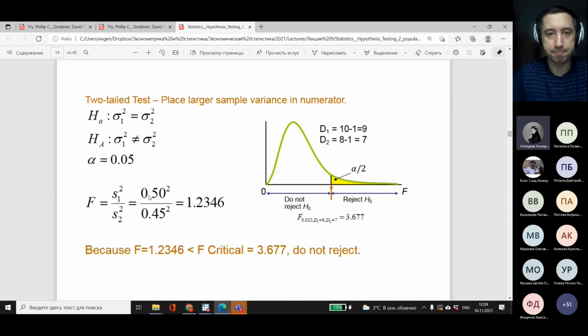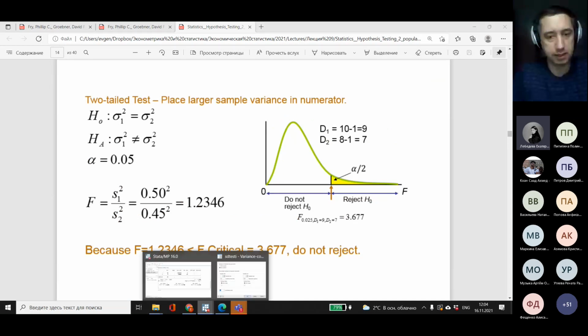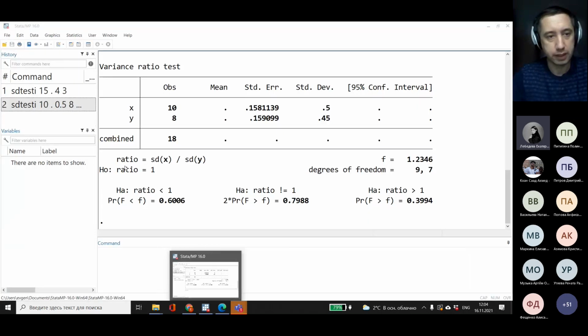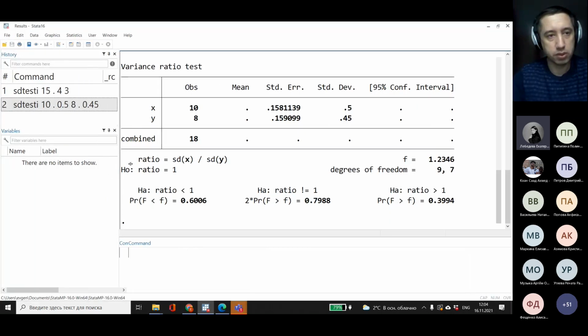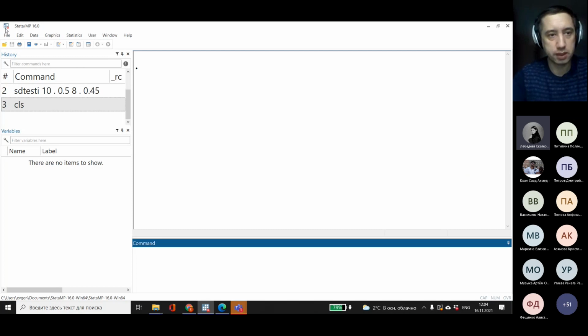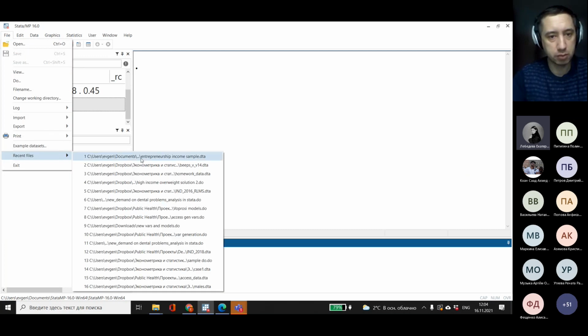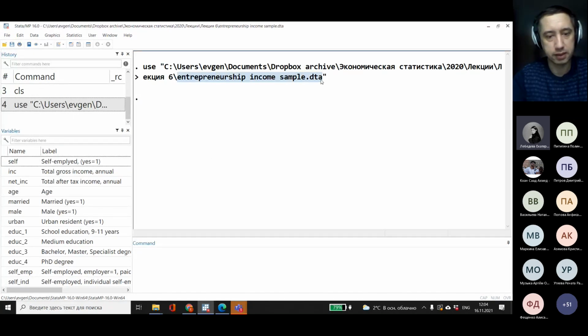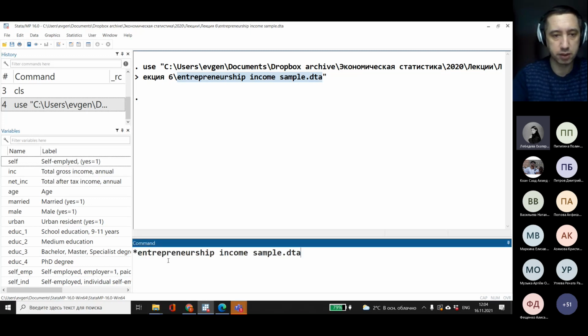Now let's compare variances using a dataset. One week ago we used a dataset about income of entrepreneurs. Please open this dataset in Stata and type plus if you are ready.